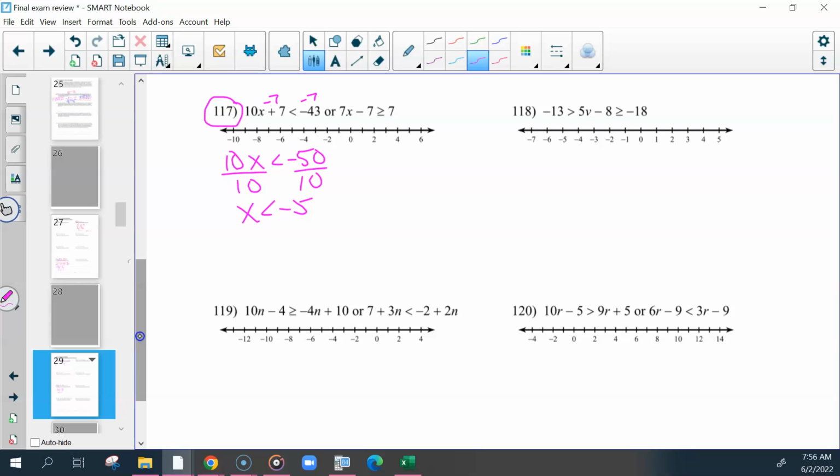I could draw that now or wait till the end and draw it all at the same time, it doesn't matter. I'm going to draw it now. So that would be an open circle at -5, going to the left.